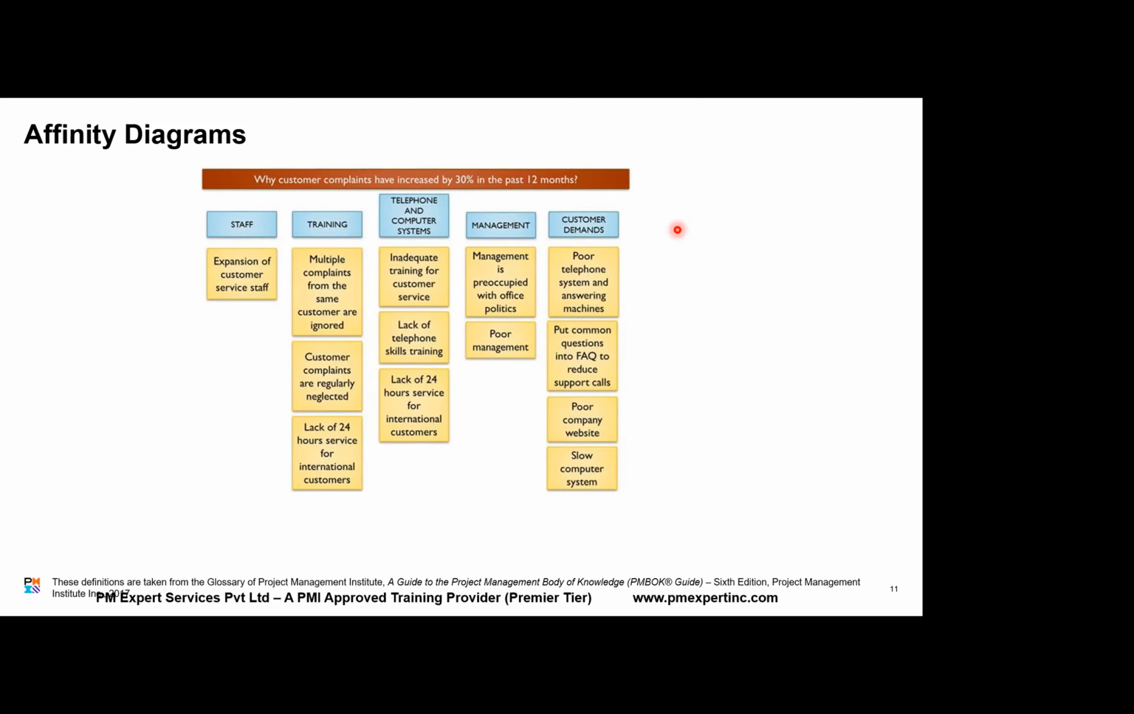Is that okay? But here it is not giving a much clear idea, like poor management. It is something like a question mark. See, this is a very different type of affinity diagram. Generally, as a quality management tool, we use it, right? In this context, the last one that I showed you, for example, asks why customer complaints have increased by 30% in the past 12 months. So we are trying to understand this problem through this affinity diagram, right?